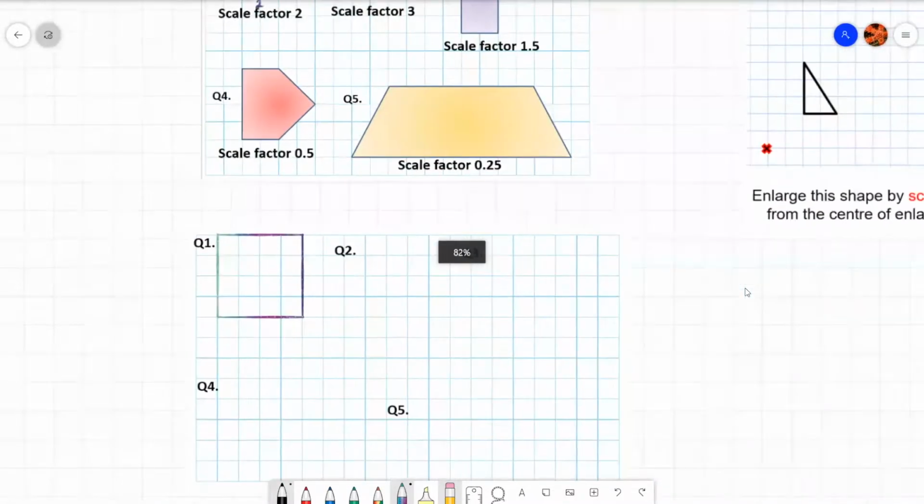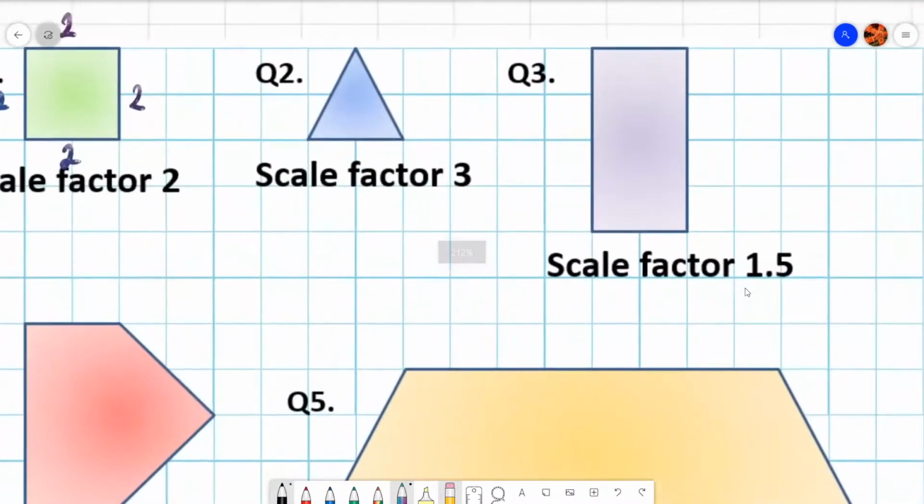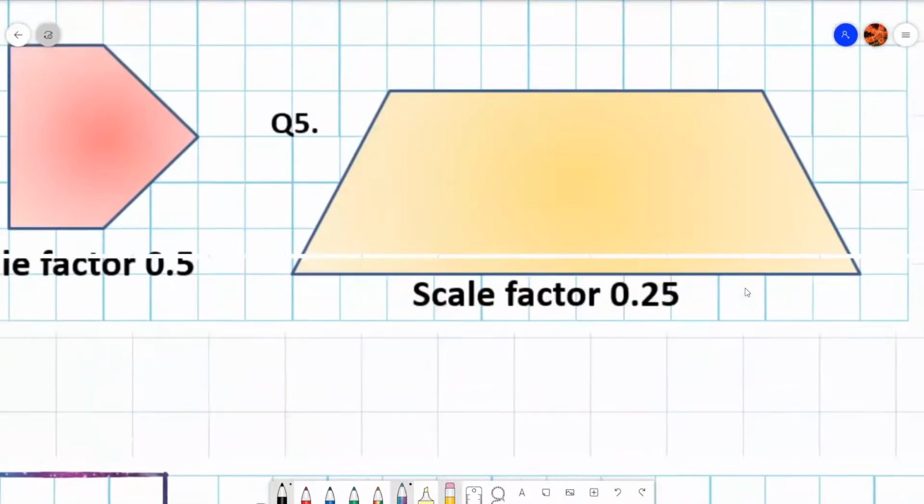The next shape here is a triangle. We've got the base as 2. Now we don't count the diagonal, we just count the vertical or horizontal lines. So let's see a height. A height here is 2. And we have to times this shape by 3. We have to make it 3 times bigger. Well, 2 times 3 is 6. So the base is going to be 6 and the height is going to be 6.